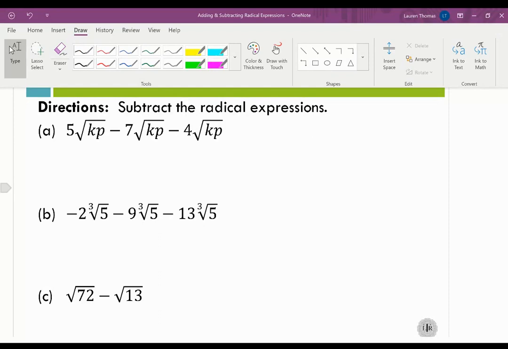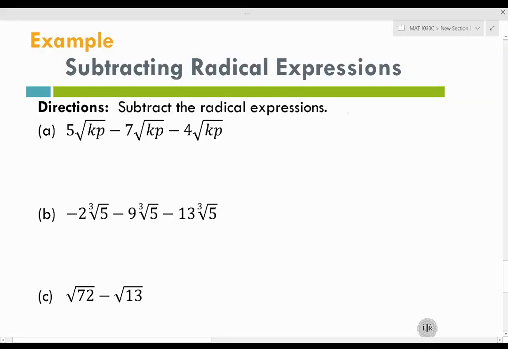Let me write that to remind ourselves. If radicals are like, then their radicands are the same and their indexes are the same. All right, so let's look at this first problem that we've been given.